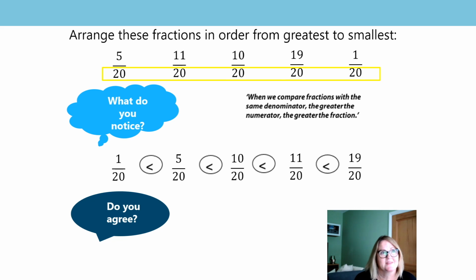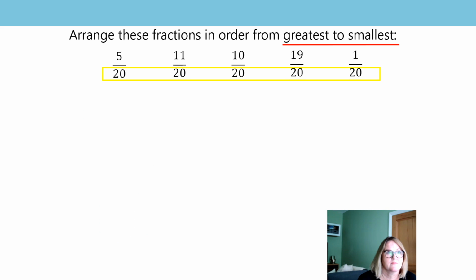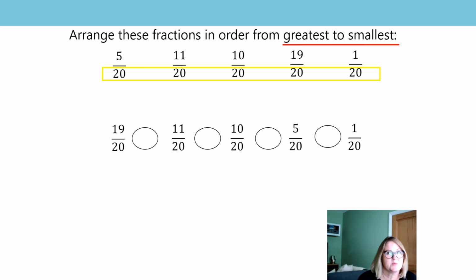I know. He was in such a rush to show me that he knows how to order these fractions. He does. He didn't read the question properly. What does it ask you to do this time? You're asked to arrange the fractions in order from greatest to smallest. That means we need the biggest one here. Okay, let's have another go. Now, is this the way that you did it?